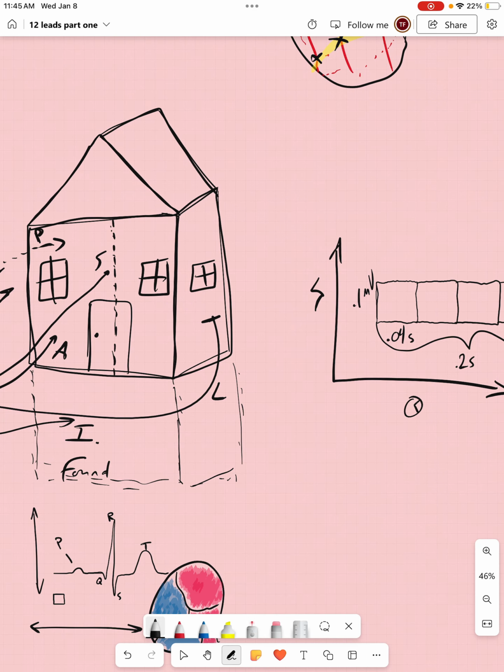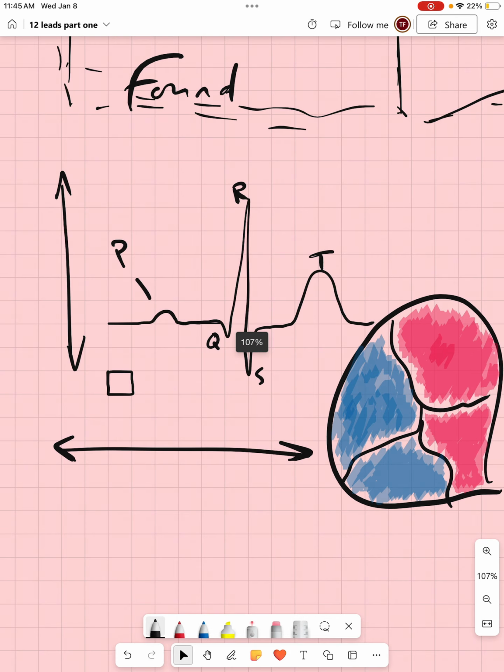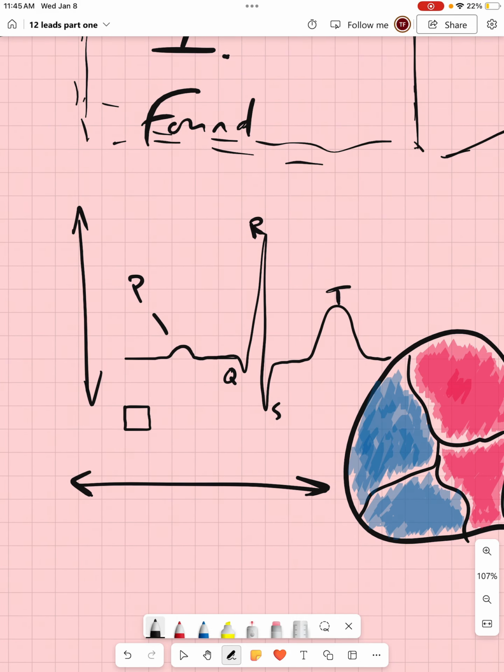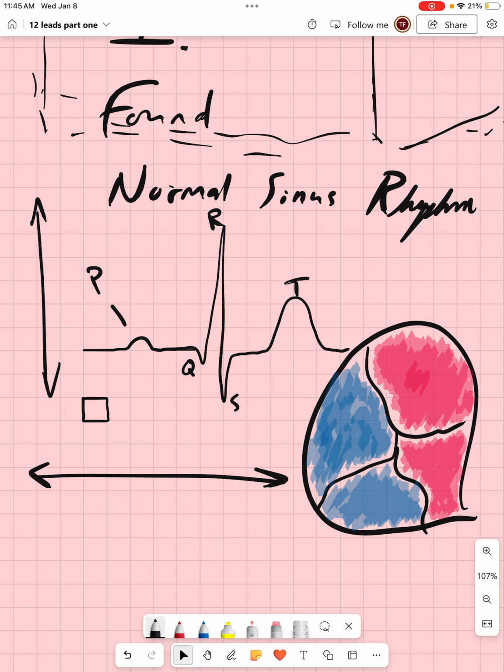Okay, so let's move on, and I want to talk about our general normal, that's not how you spell that word. Okay, our normal sinus rhythm here.